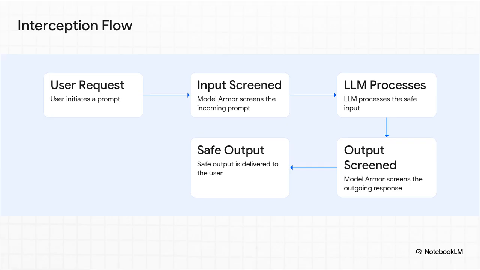But the job isn't done there. Model Armor then turns around and screens the outgoing response from the LLM before safely delivering it back to the user. The best part is it integrates natively via a REST API or directly into Vertex AI. That means you get this bidirectional inspection without having to fundamentally rewrite your existing applications.